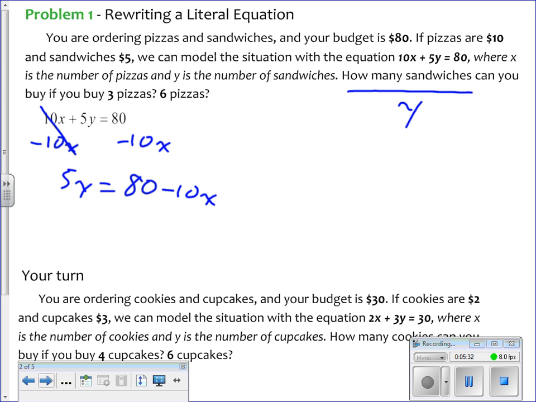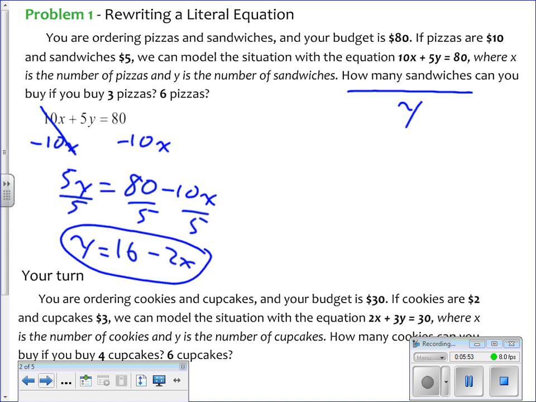Okay. Second step. I still want to get y by itself. This is 5 times y, so I divide by 5. And I divide everything by 5. And I get y equals 80 divided by 5 is 16, minus 10x divided by 5 is 2x. That is the equation I want to use.